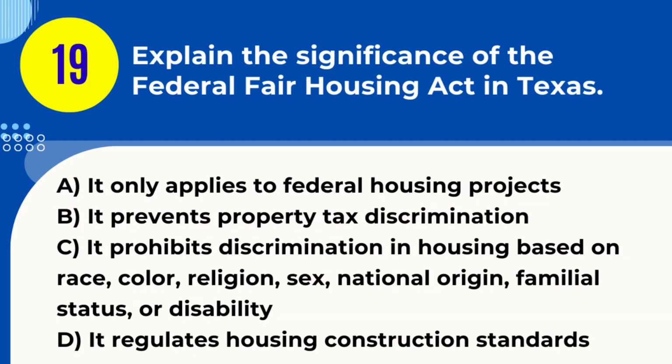Question 19. Explain the significance of the Federal Fair Housing Act in Texas. A. It only applies to federal housing projects. B. It prevents property tax discrimination. C. It prohibits discrimination in housing based on race, color, religion, sex, national origin, familial status, or disability. D. It regulates housing construction standards. Answer. C. It prohibits discrimination in housing based on race, color, religion, sex, national origin, familial status, or disability.